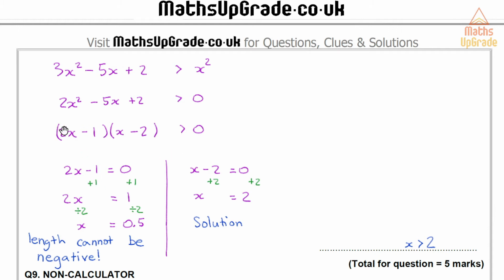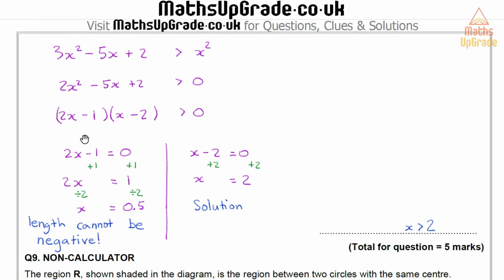So I'm going to put this bracket as being equal to 0. That gives me 2x minus 1 equals 0. So if I add 1 to both sides, I'll get 2x equals 1. Divide by 2, x equals a half. So x equals a half is one solution. And the other solution, x minus 2, if that equals 0, x equals 2.